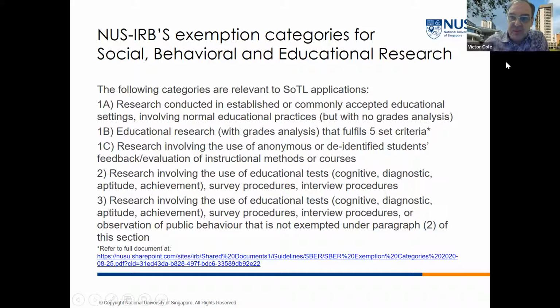So there's a specific set of additional criteria when grades analysis is involved that I'm not going to trouble you with here, but if you're interested to look at the full set of criteria, you can go to the link at the bottom there.